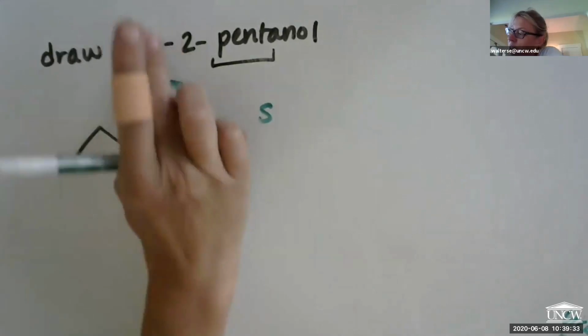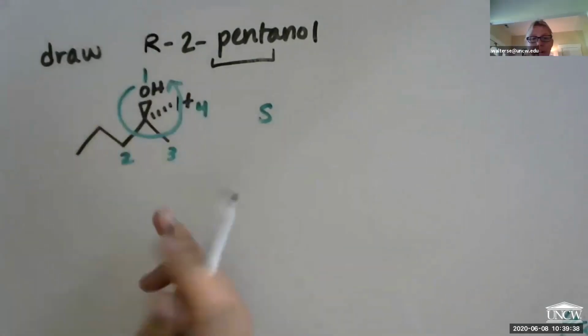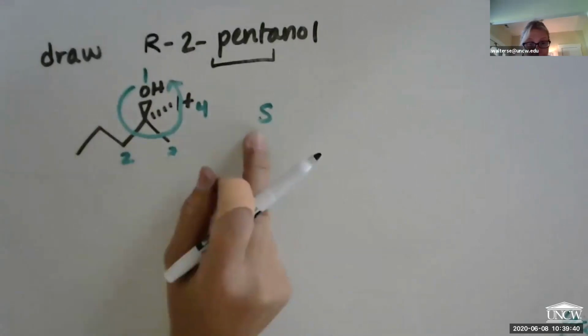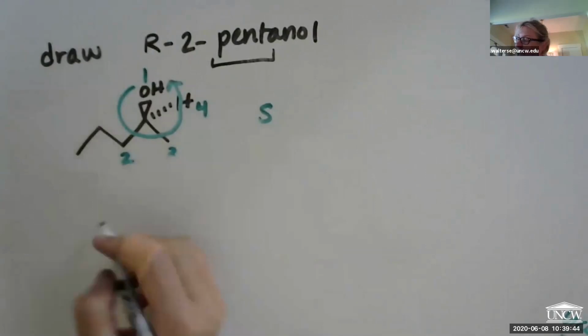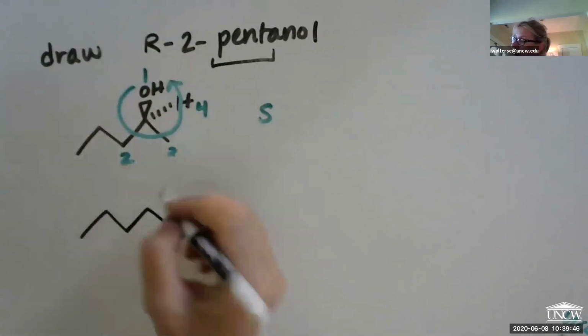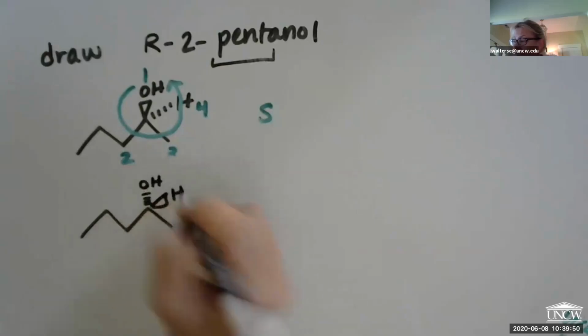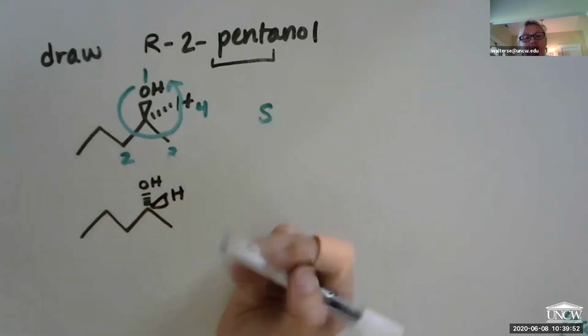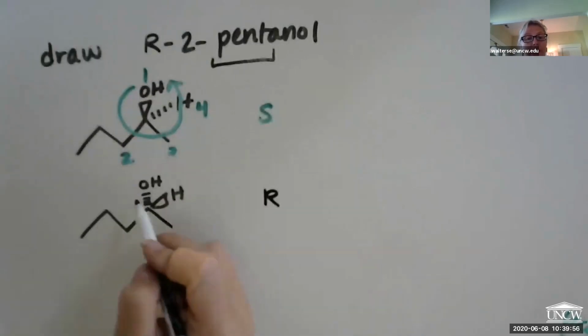So if this had been draw R-2-pentanol, and I did this, and I figured out that I was wrong, because I just put an assignment on there and it happened to be S, then to make R, all I would have to do is switch those two positions, and I don't even have to redo the assignment. Now this is R, because I made a change at two bonds.